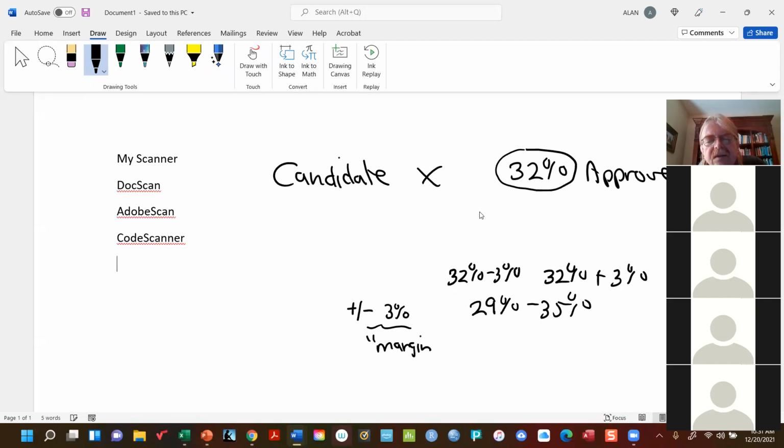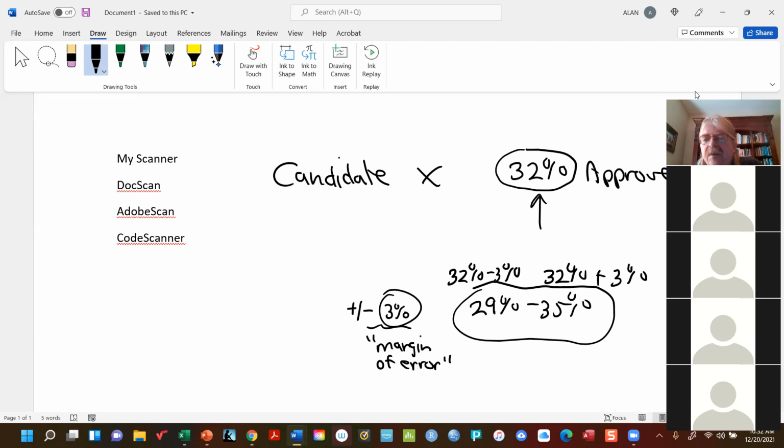The 3% is sometimes called a margin of error. This reflects the fact that this is only a sample, not the full population. So they're trying to give you a sense of how much uncertainty is associated with this estimate. I'm saying we think it's 32%, but it's highly likely to be between 29 and 35%. Just to give you a sense of how much error there's likely to be in that estimate.